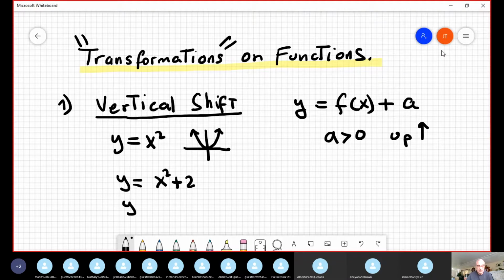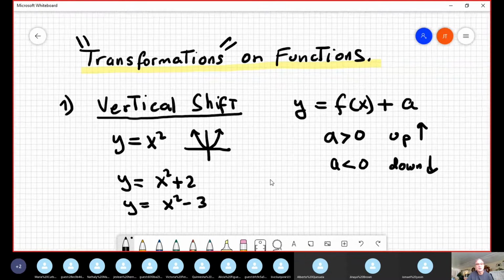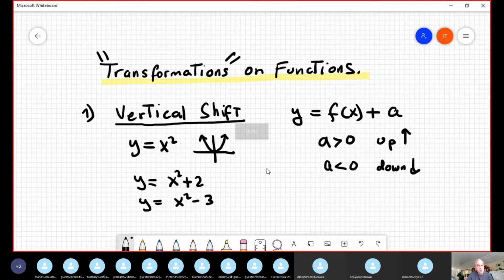Suppose that y equal x squared minus 3. When a is negative, it's going down. In this case, 3 units, no? Because in my example, I put 3. Is the idea clear or no? Okay, but I want to see it more clearly now.